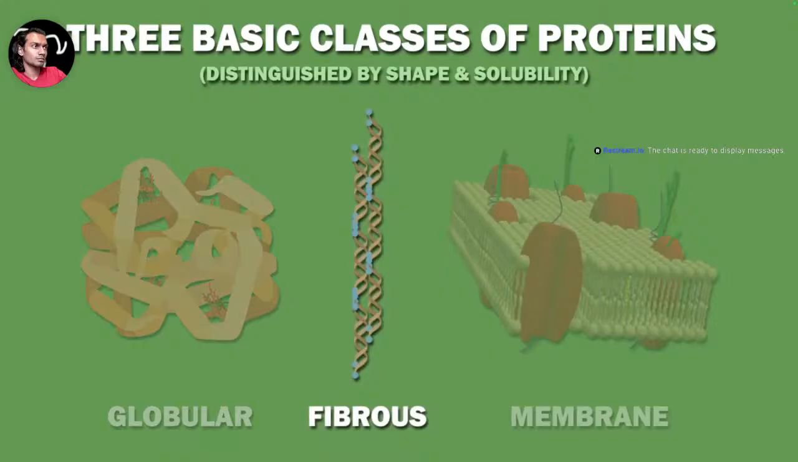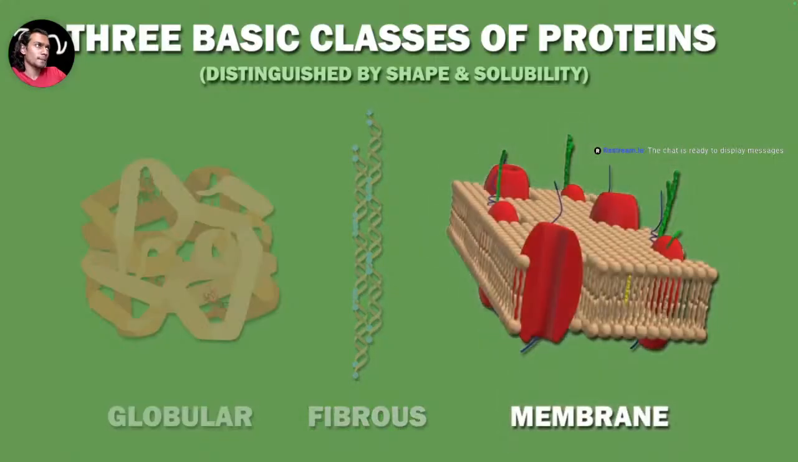Fibrous proteins are simple linear structures which have structural roles and are insoluble. Lastly, membrane proteins are associated with cell membranes.